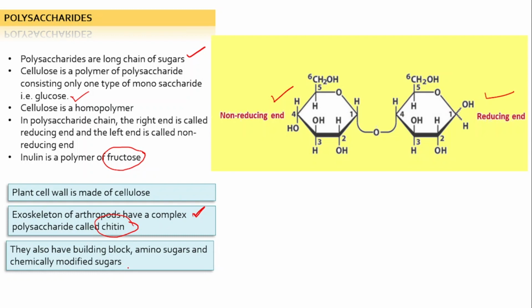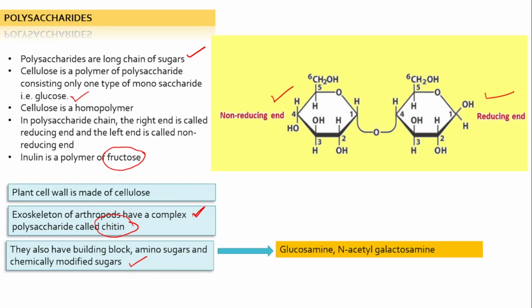They also have building blocks like amino sugars and chemically modified sugars. Amino sugar means an amino group with sugar attached. Chemically modified sugars, for example, are glucosamine and N-acetyl galactosamine.